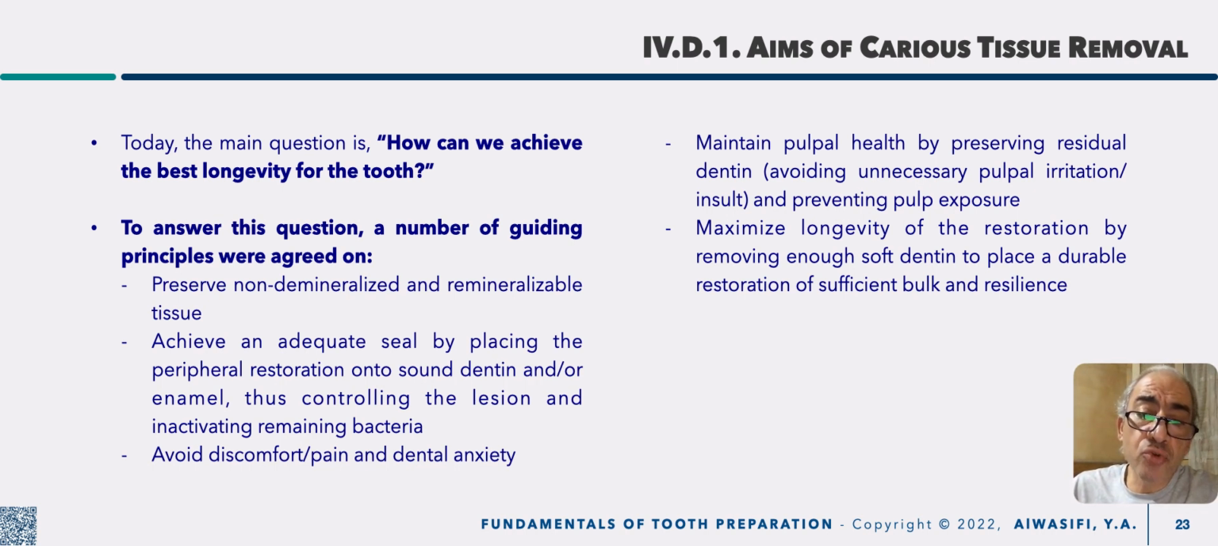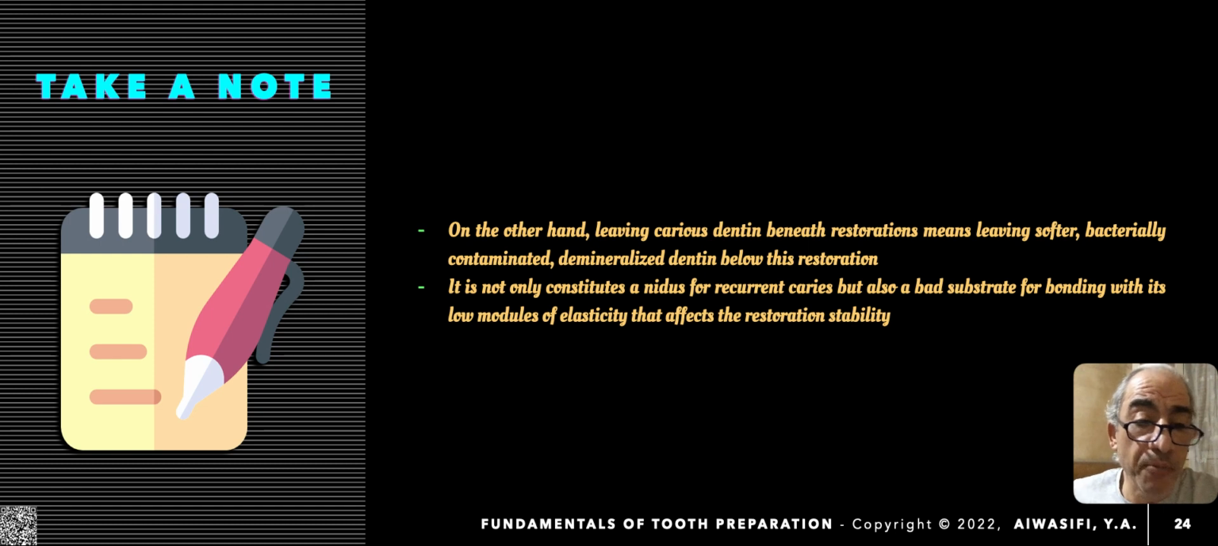Then you aim to maximize the longevity of your restoration by removing enough soft infected dentine to place a durable material with sufficient bulk and resiliency. That's why, in our review of the previous studies, leaving carious dentine beneath a restoration means leaving softer, bacterially contaminated, demineralized dentine below this restoration. This was an old concept.